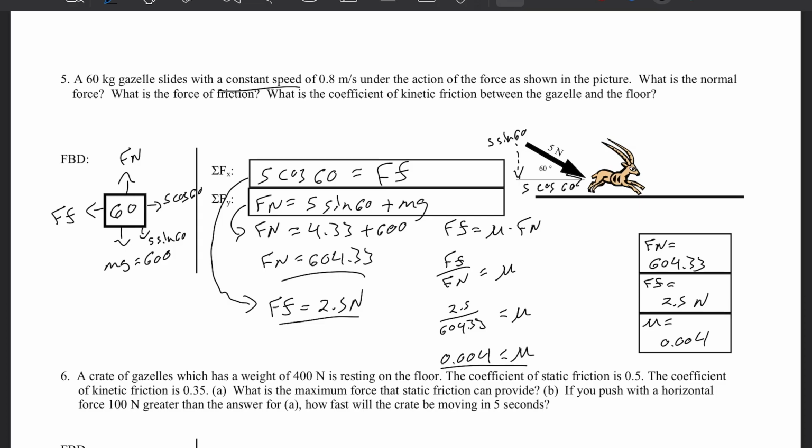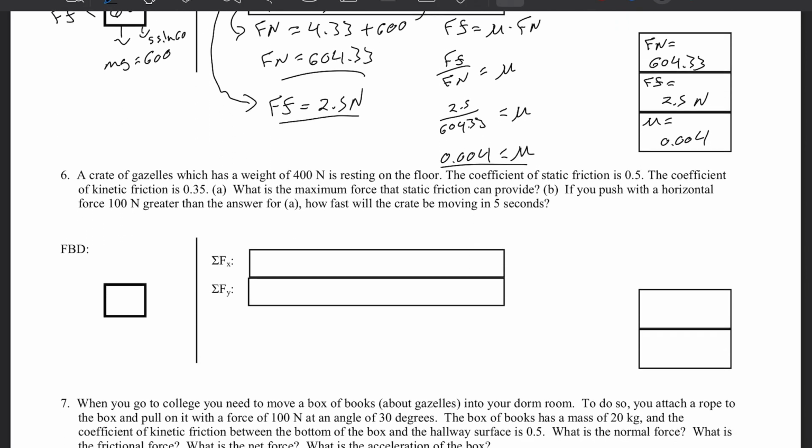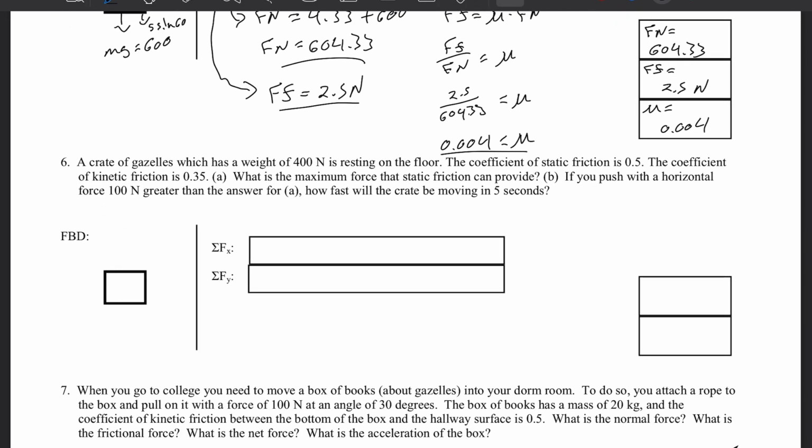All right, number 6. A crate of gazelles which has a weight of 400 newtons, so mg is 400, mass is 40, is resting on the floor. So vertically the forces are balanced. Horizontally the forces are balanced, but I think we're about to give it a push. So the coefficient of static friction is 0.5. The coefficient of kinetic friction is 0.35. I'm going to write those just so I don't have to look them up again. What's the maximum force that the static friction can provide?